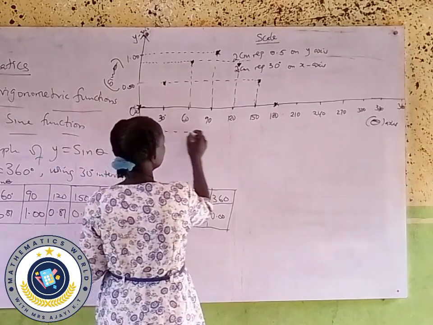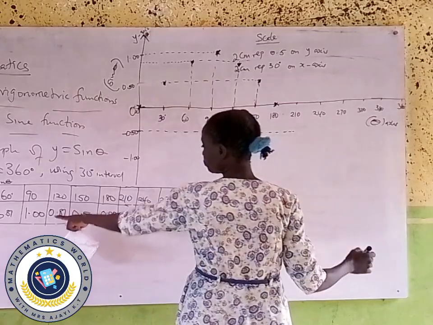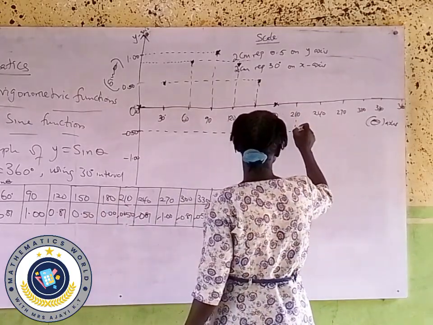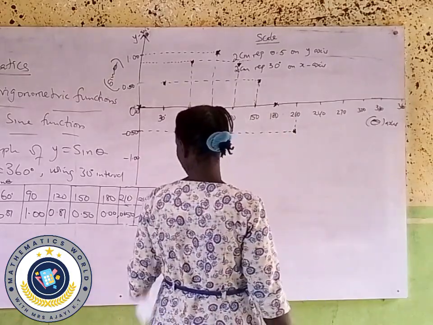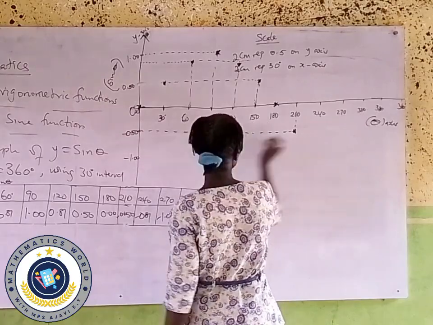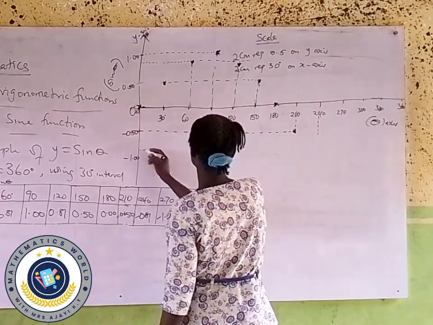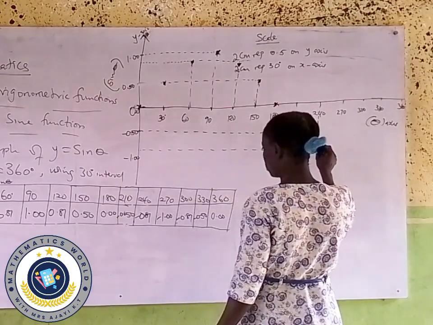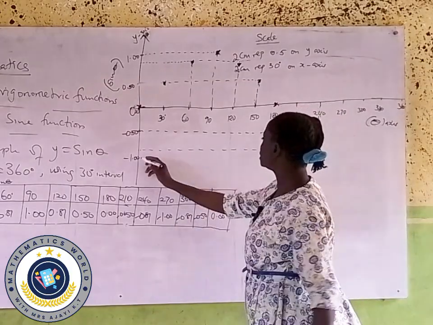So when theta is 210, you have sin theta to be minus 0.50. So when theta is 240, you have sin theta to be minus 0.87. So at 270, your sin theta is minus 1.